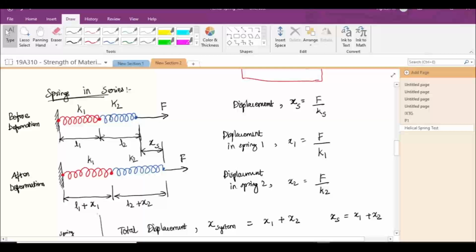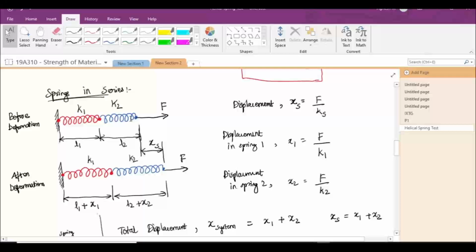So let us discuss when the springs are in series. When the two springs are in series, I have a first spring and a second spring. The first spring has stiffness K1 and the second spring has stiffness K2. Spring constants K1 and K2, and I'm applying a force of F.